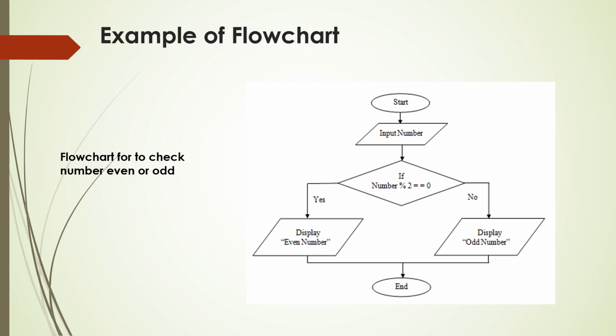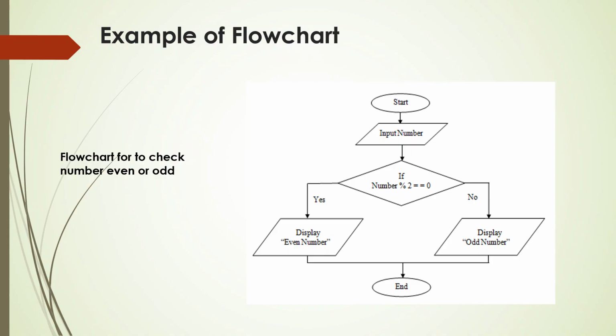The decision checks whether the remainder is equal to 0. If the answer is yes, it means the number is divisible by 2 without leaving any remainder. Therefore, the program follows the yes branch and displays even number. If the answer is no, it means the remainder is not 0. In that case, the program follows the no branch and displays odd number. After displaying the result, both paths join together and the program reaches the end symbol, indicating the execution is complete.